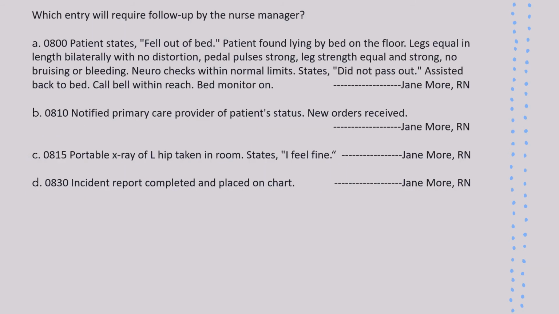Which entry will require follow-up by the nurse manager? A. 0800 patient states fell out of bed. Patient found lying by bed on the floor. Legs equal in length bilaterally with no distortion. Pedal pulses strong. Leg strength equal and strong. No bruising or bleeding. Neuro checks within normal limits. States did not pass out. Assisted back to bed. Call bell within reach. Bed monitor on. Jane Moore, RN.